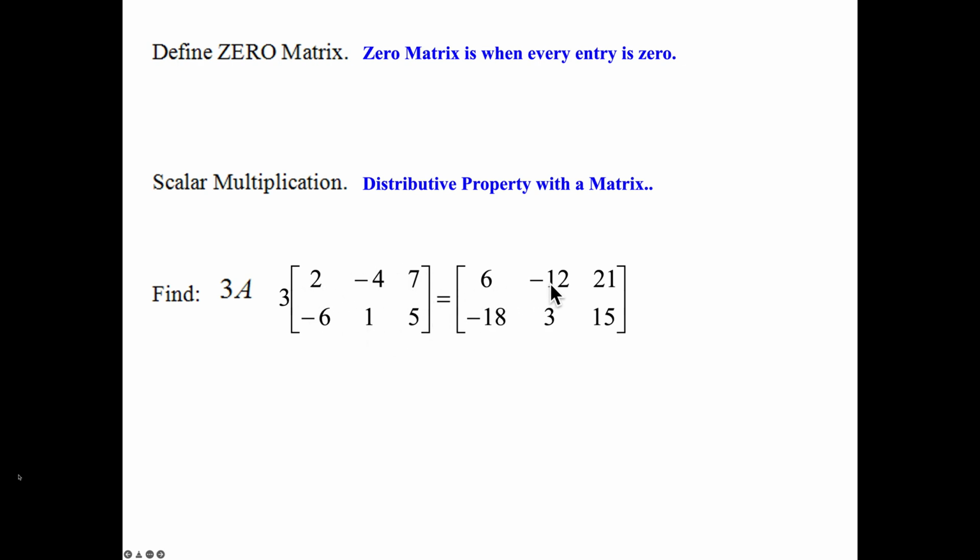3 times 2 is 6. 3 times negative 4 is negative 12. 3 times 7 is 21. 3 times negative 6 is negative 18. 3 times 1, 3. 3 times 5 is 15. So far, pretty straightforward.